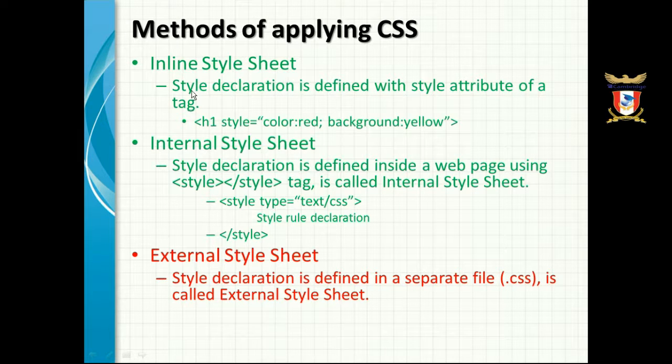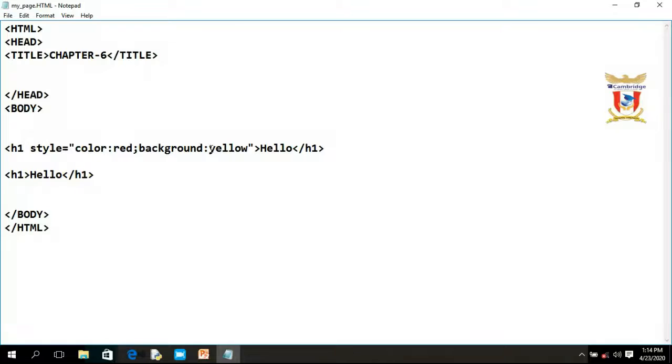But inline style sheet we have already covered in previous session, that is a style sheet declaration is defined with the style attribute of a tag. For example, h1 style equal to the name of property, colon, value, then semicolon, second property, colon, value, and so on. So this one is known as inline style sheet, as we already discussed in previous session. And next we are having internal style sheet. Internal style sheet means a style sheet declaration is defined inside a web page using style tag.